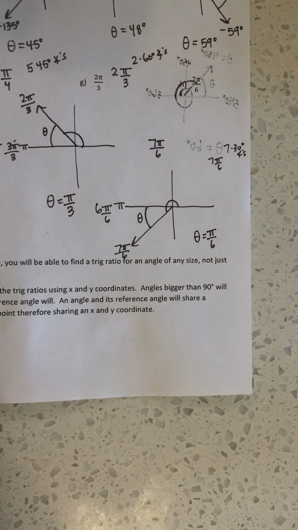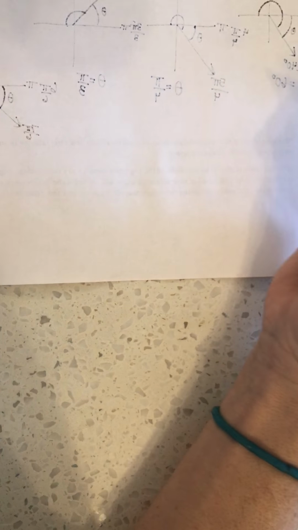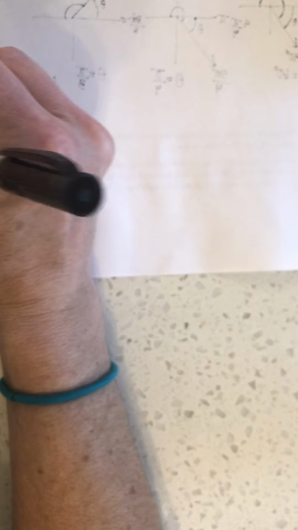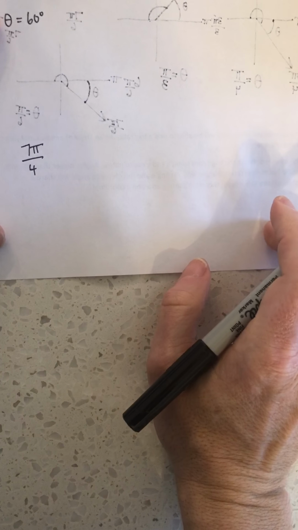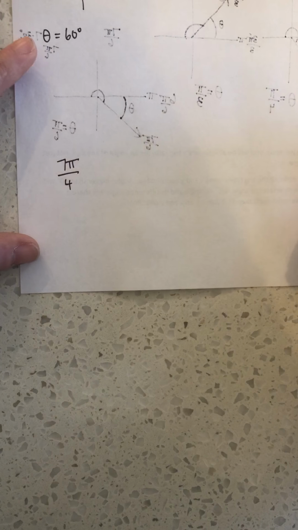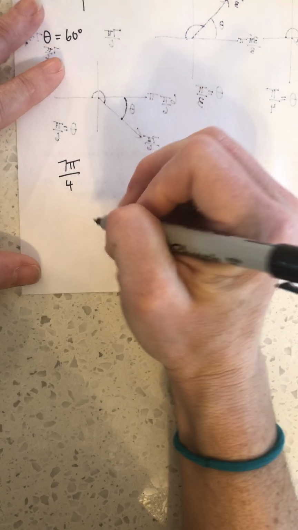All right, well, let me do one more because I feel like I didn't do any in quadrant 4. So let's say they wanted the reference angle to, let's say, 7 pi over 4. What is the reference angle to 7 pi over 4 radians? Well, let's see where 7 pi over 4 lands.